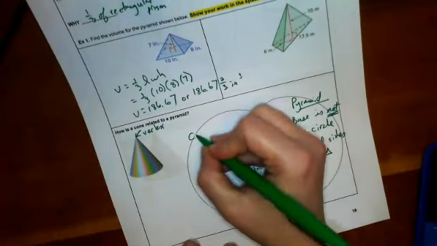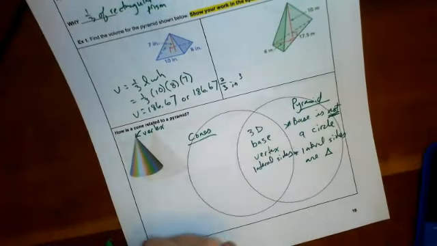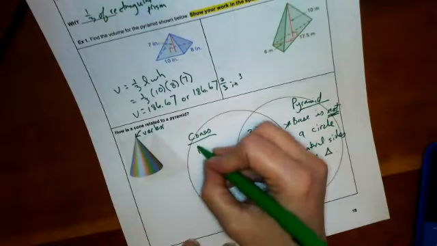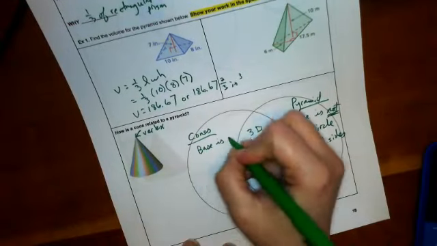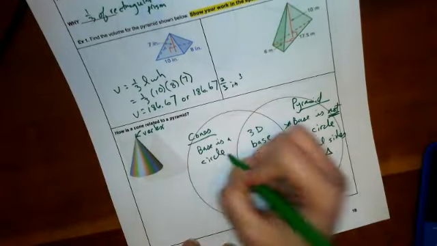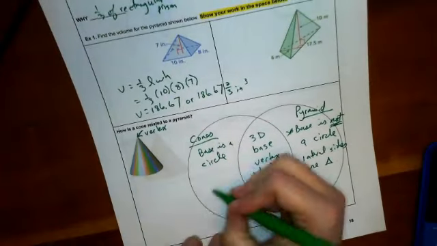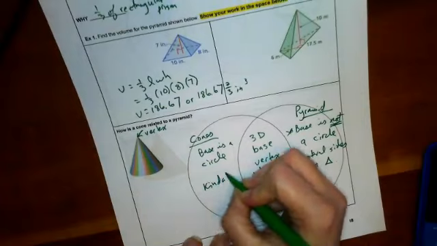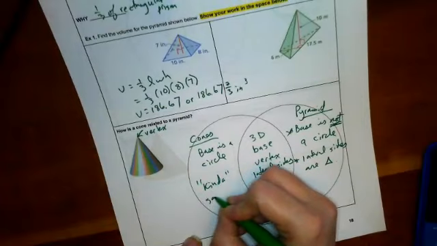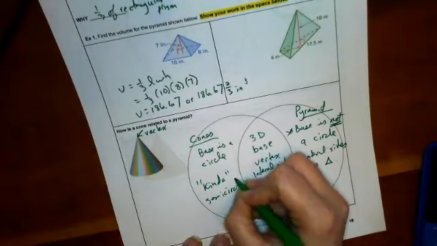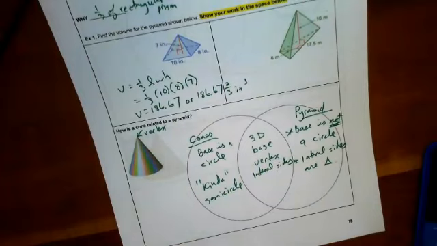Now getting into cones, which is what we're actually dealing with today, you can see that the base is a circle, and the lateral side, if you were to open that up, I'm just going to say a semicircle. So there's the difference between the cone and the pyramid. Let's go ahead and flip the page.